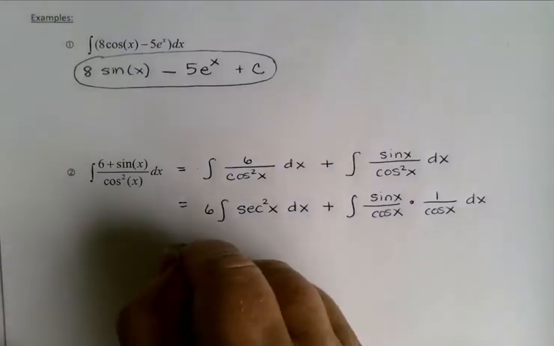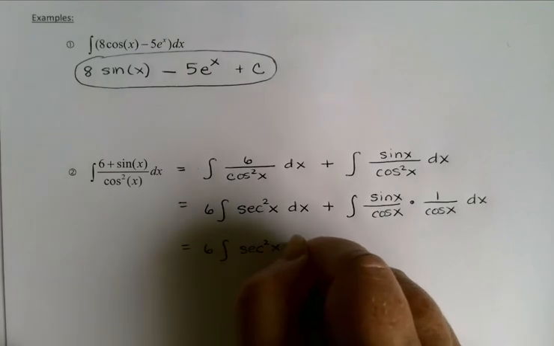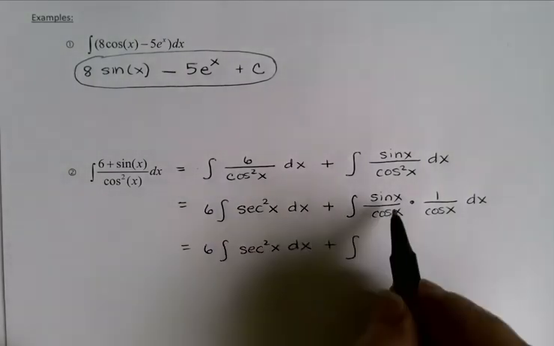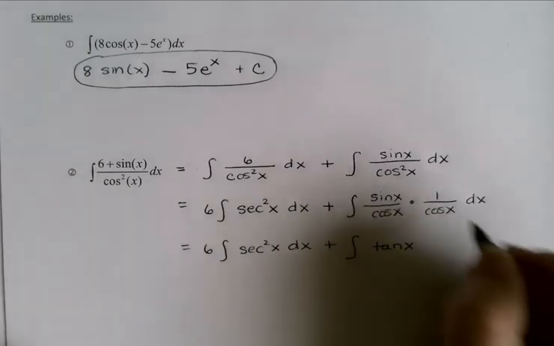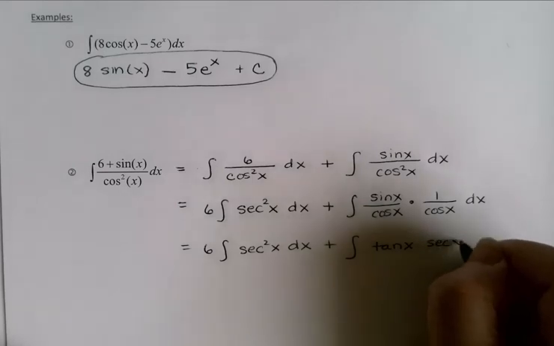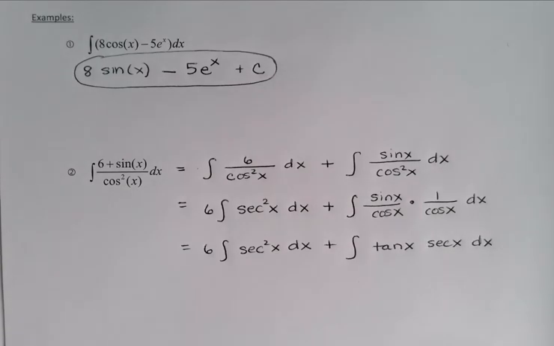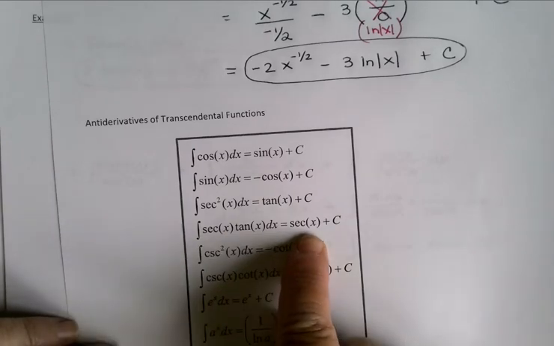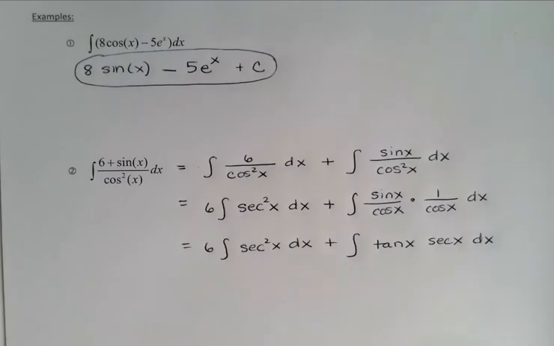And this now actually has some potential. I'm still going to just rewrite this for the moment. I'm not actually doing the antiderivatives yet. Sine x over cosine x is tangent x. And 1 over cosine x is secant x. That one I think is on my list. That's the reverse order, but that doesn't matter, right? The integral of secant x tangent x dx is secant x. So I've now got two integrals, both of which we know how to do.